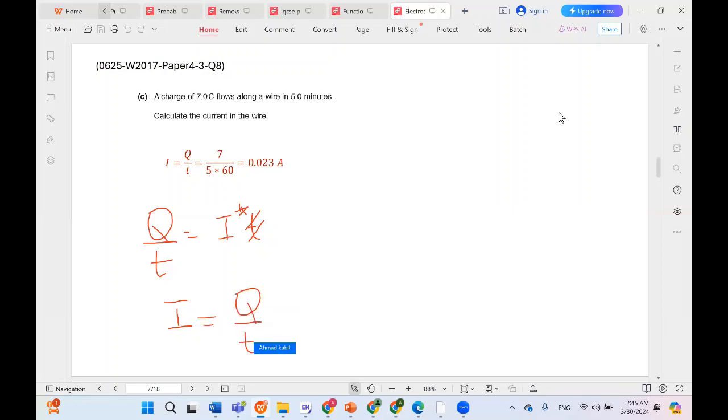And we can plug in the required values, which are 7 and 5, but 5 is in minutes, so we have to multiply by 60 to convert to seconds. And then we plug this into the calculator, and we get 0.023 amperes.